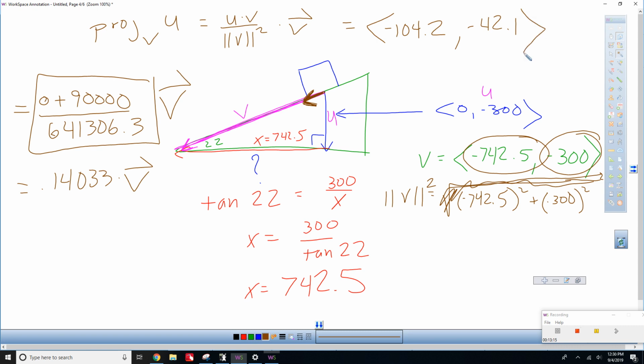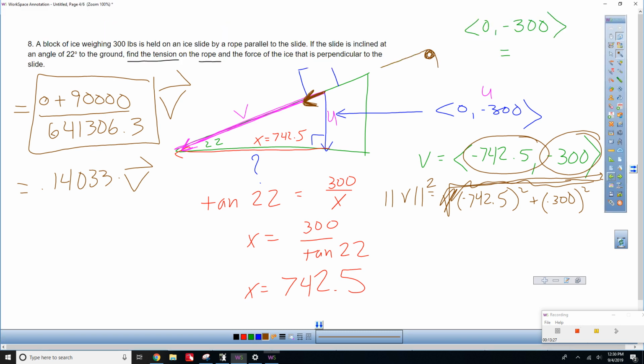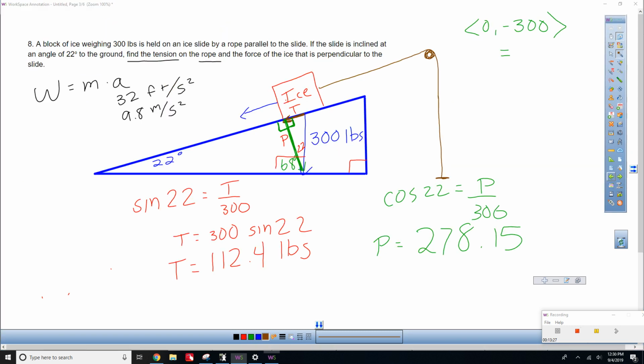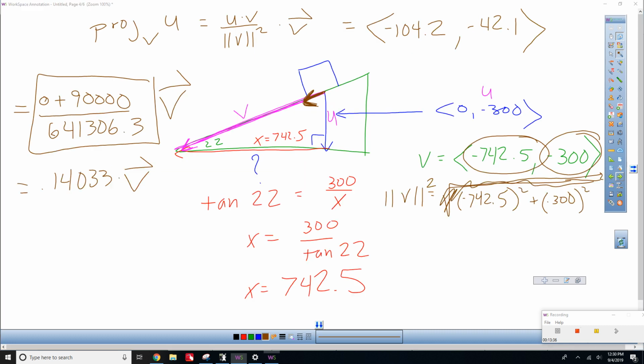So what I want you to understand is that brown vector represents this vector. Does that make sense? Now at this point there's no connection between this page. Remember, we said that the tension was 112.4 pounds. Well, this is the vector value for the tension. How can we find the actual tension? Do you know? We're just going to find the magnitude. I'm so pumped up about that.